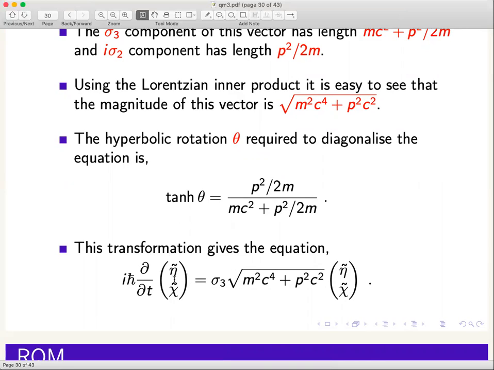And remember that eta tilde and chi tilde are not defined once and for all momenta, because the transformation which takes you from eta and chi to eta tilde and chi tilde itself depends on momentum. So the theta angle that you need to choose for decoupling these modes itself depends on what p value you are looking at. But that is okay.